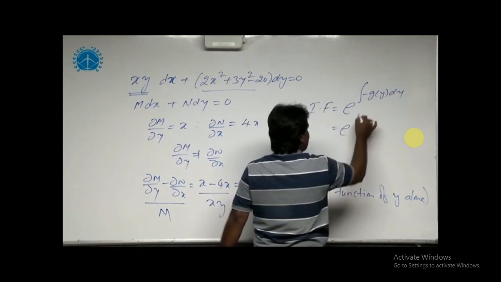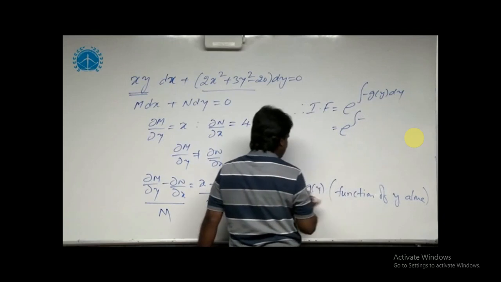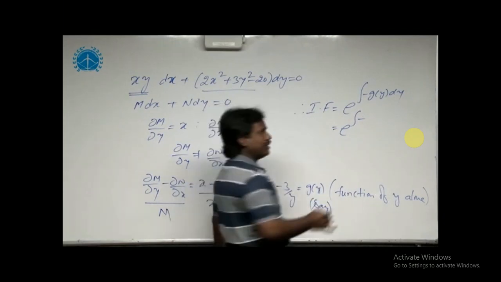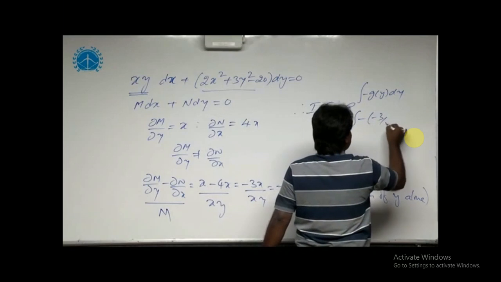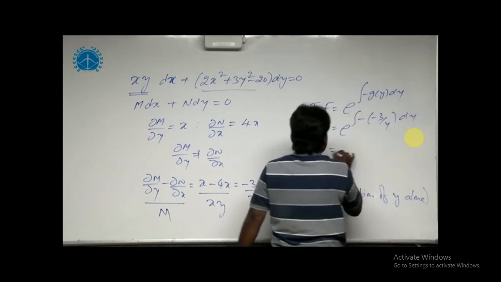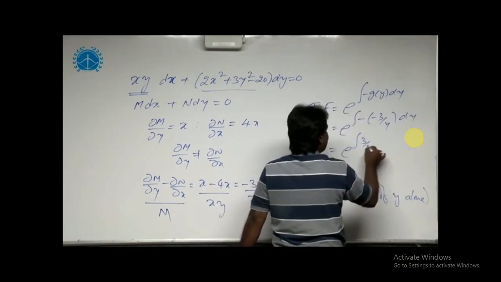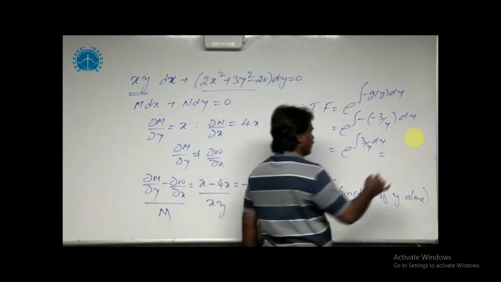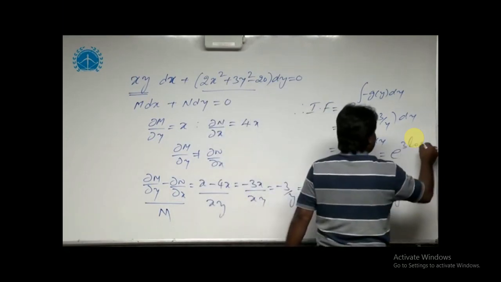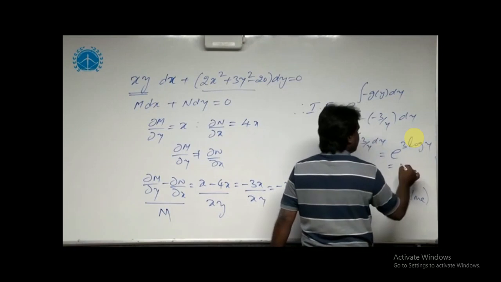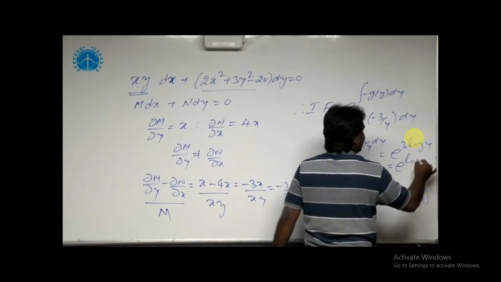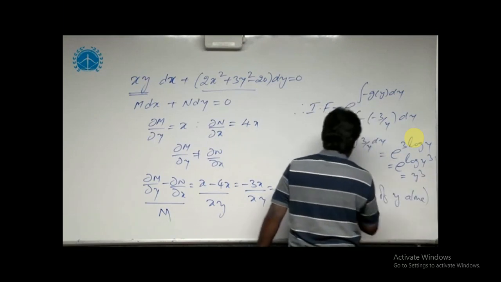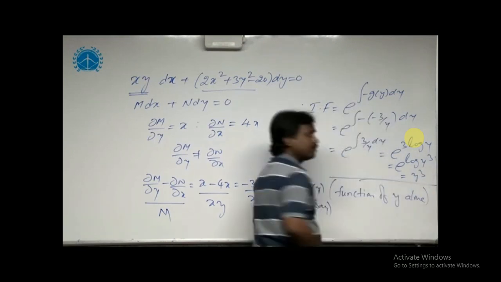So e to the power of minus, already g of y is equal to minus 3 by y, dy. Integral of 3 by y dy. But what is the integral of 3 by y? It is 3 log y. So this is equal to e to the power of log y cube. It is equivalent to y cube. So the integrating factor is y cube.